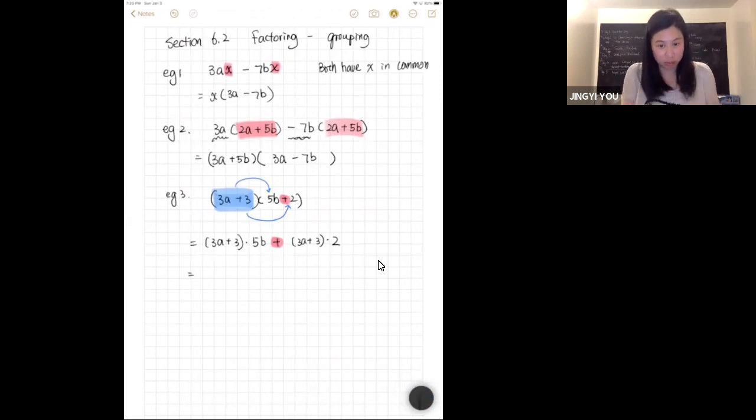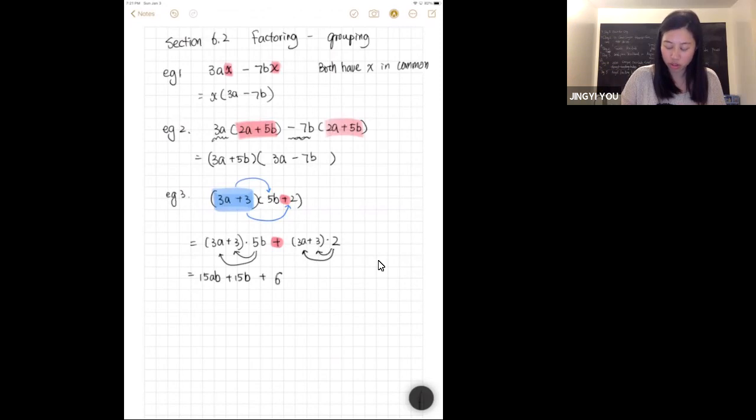I want to continue to expand them. I want to distribute 5b inside the parentheses, multiplying every term in the parentheses. I have 5b times 3a, which is 15ab, plus 15b. This part I also want to distribute inside the parentheses. I have 2 times 3a, which is 6a, plus 3 times 2, which is 6. So, ta-da, that's it. That's when you expand them.